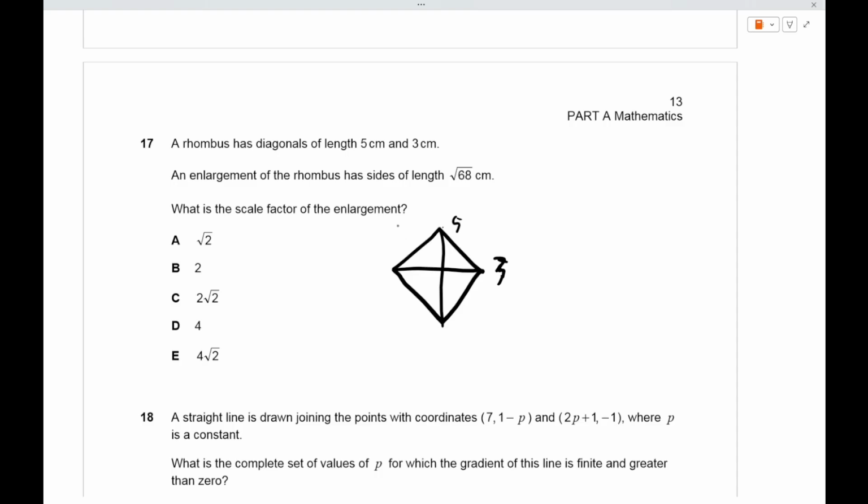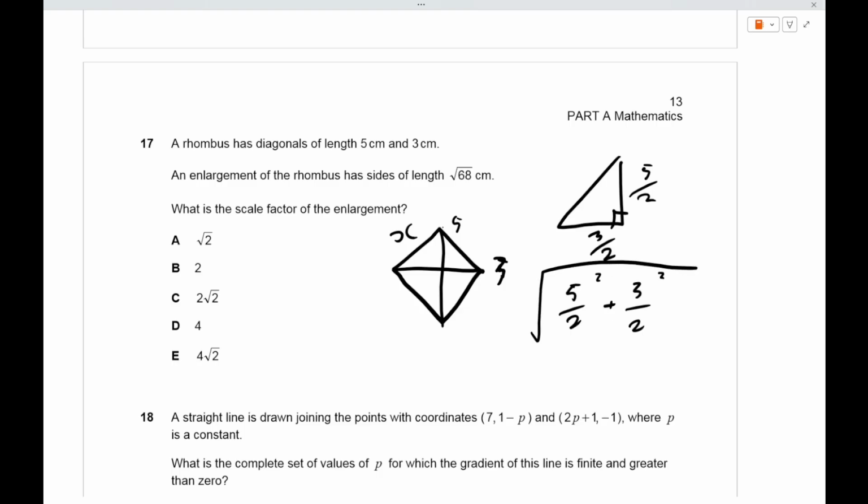Really simple. You should be finding the side of the original rhombus. To do that, you just do Pythagoras with this. So it's going to be 5/2 and 3/2. So then you just know that if you square them, you're going to have 5/2 squared. And again, always keep in fractions, so it's easier.